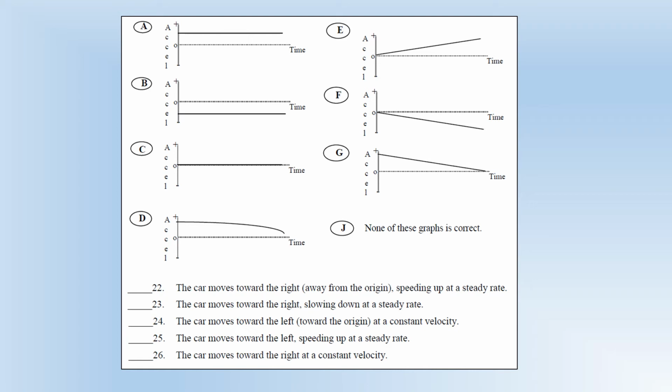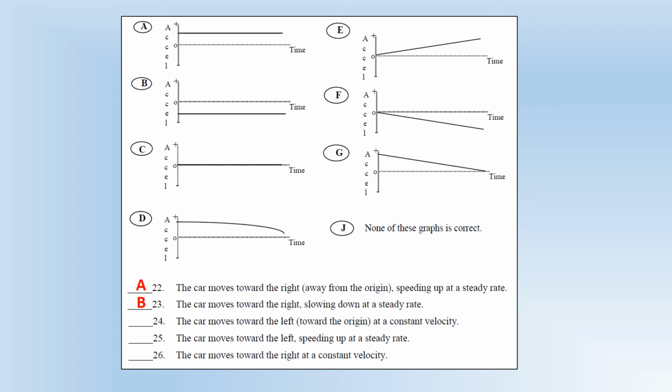Okay, so first of all, the car moves towards the right, speeding up at a steady rate. What that's telling you is acceleration is constant and it's speeding up towards the right, so acceleration will be positive. The car moves towards the right, but it's slowing down at a steady rate. So if it's going right, the force must be to the left, so the acceleration must be to the left and negative, but it needs to be constant to give you the steady rate.